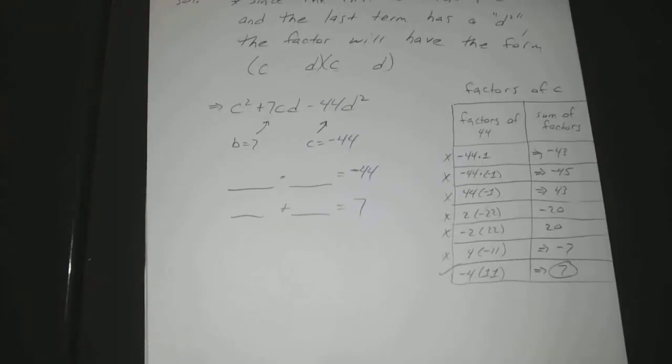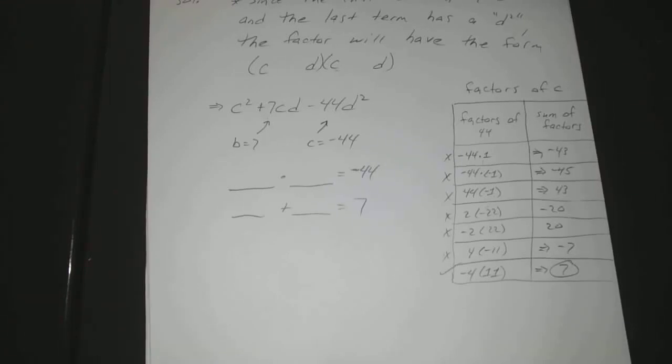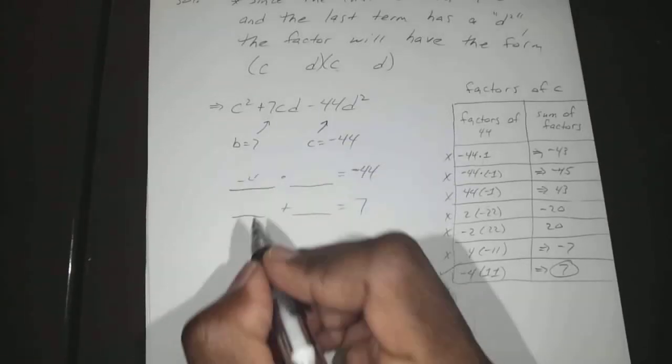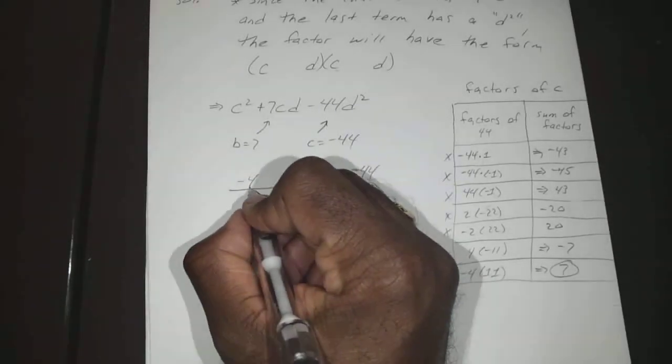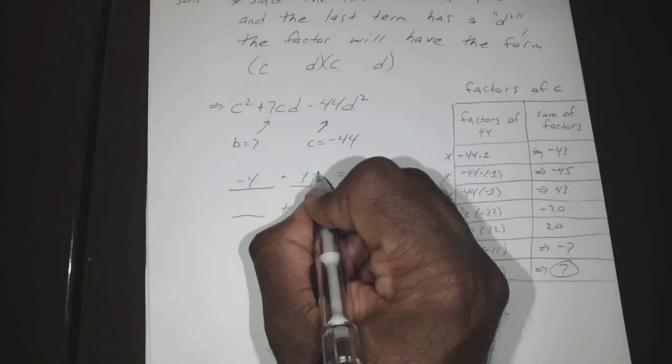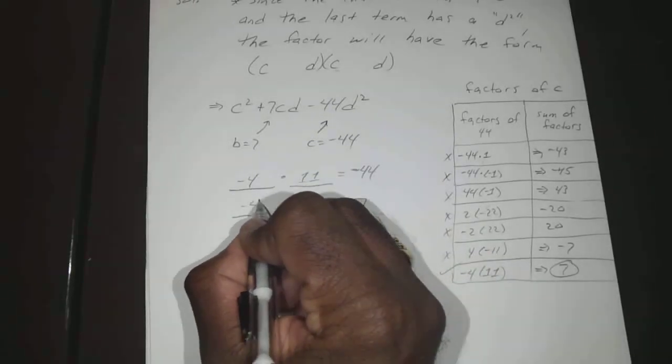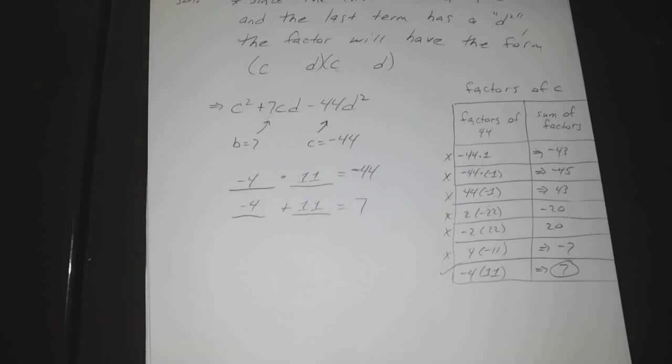So, it may not be the quickest method for some problems, but it is a strategy. Okay, so we know we can use negative 4 and positive 11, and negative 4 and positive 11 for both.